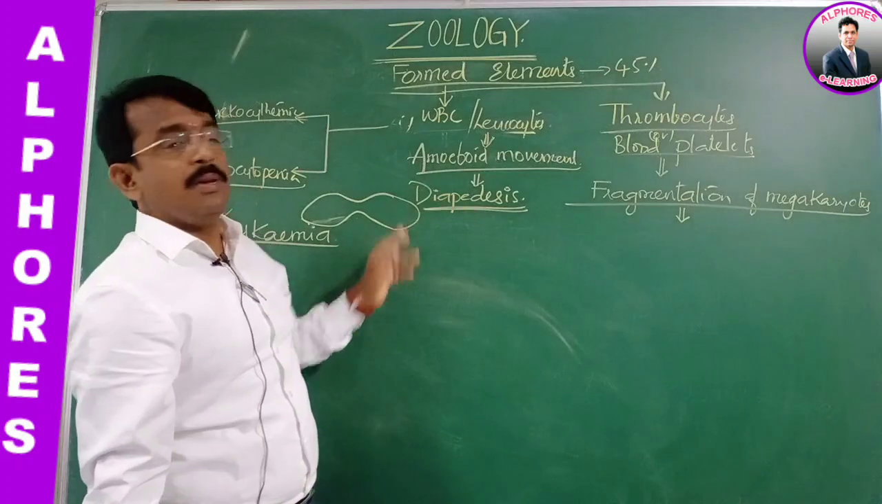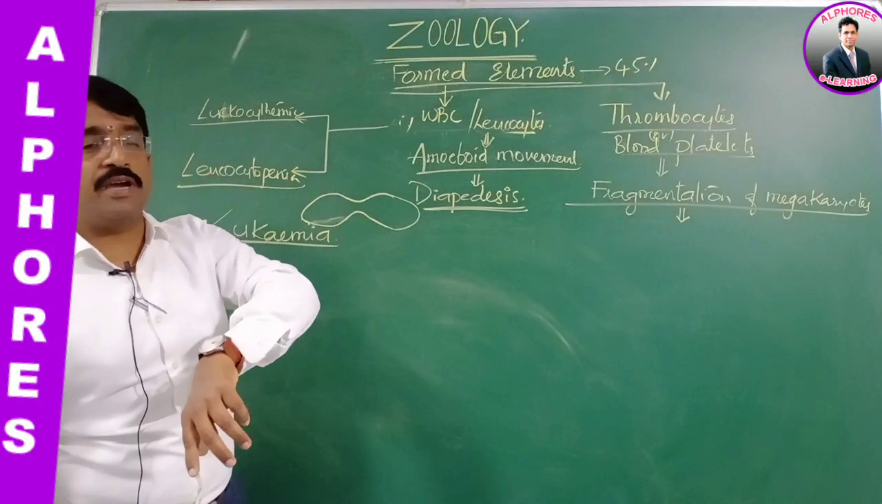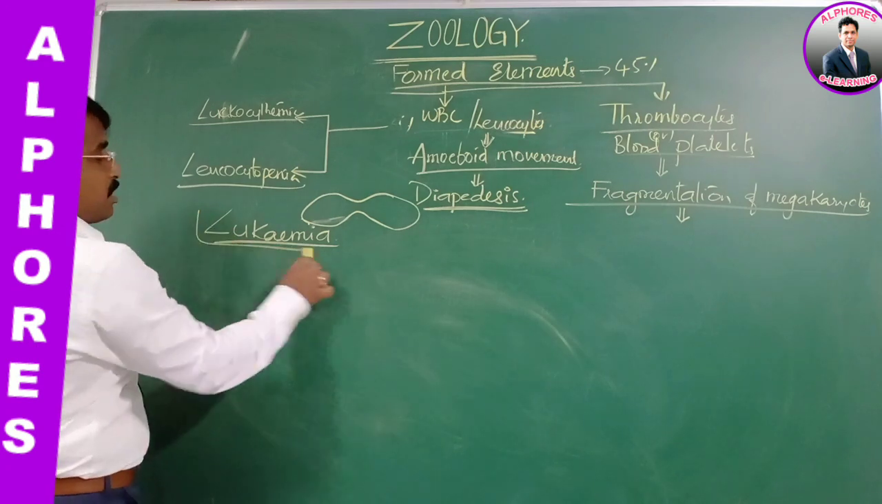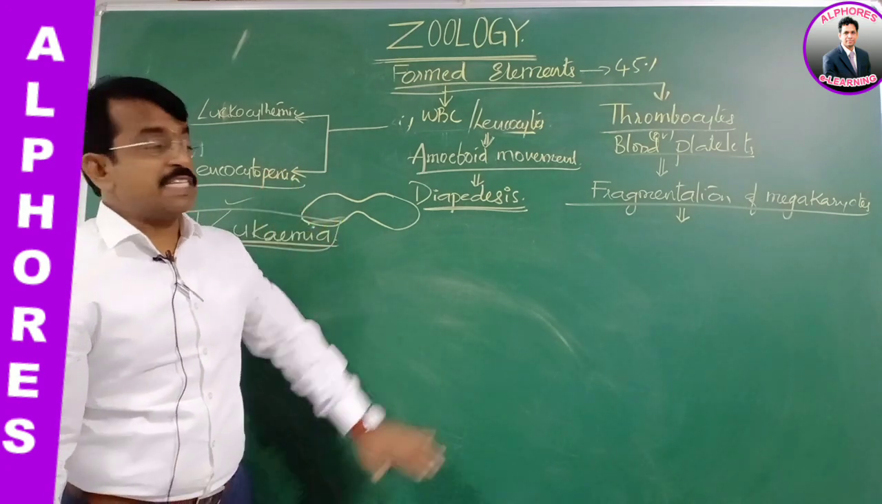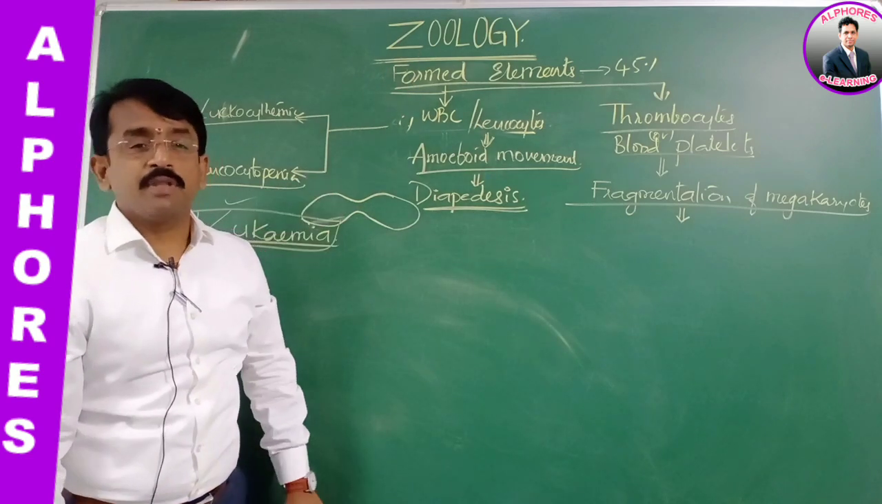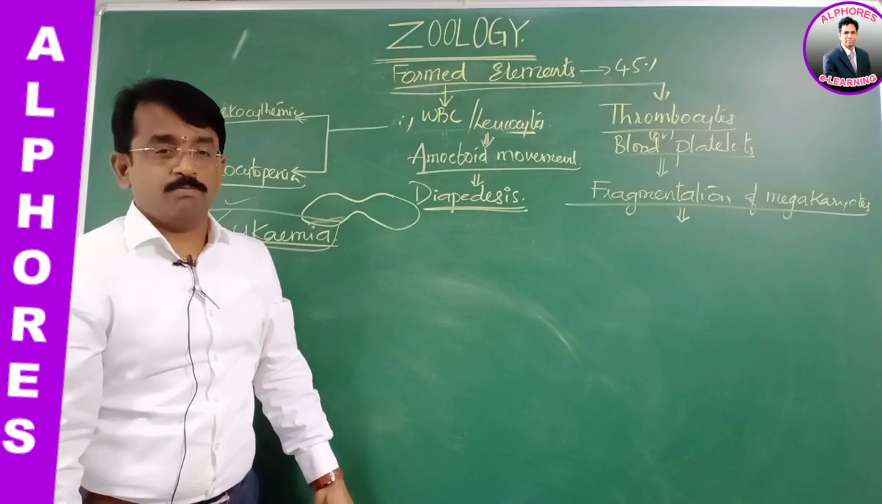An increase in the number of WBCs is leukocythemia, a decrease in the number is leukopenia, but uncontrolled production of the blood cells is leukemia. This is the composition of the blood, and we'll discuss lymph also as a part of body fluids. Thank you.